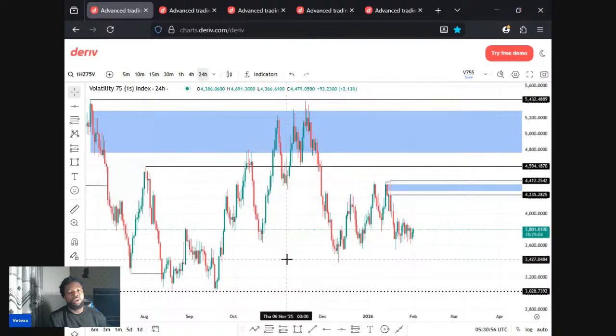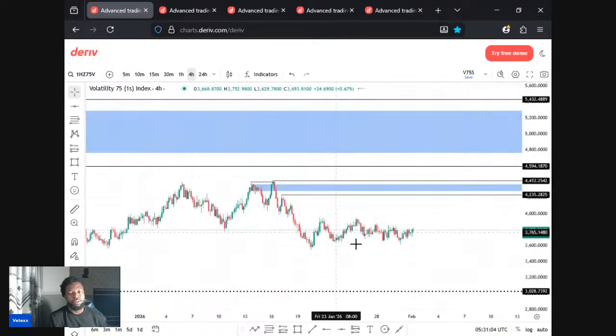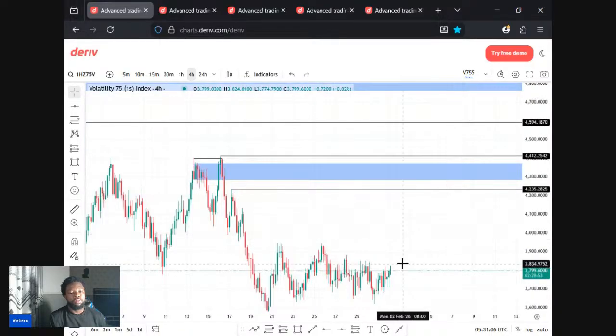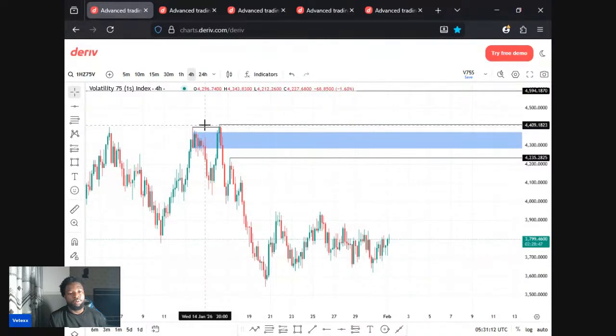Okay, so now that we have our direction on the 24-hour time frame, what do we do? We go to the 4-hour time frame, to spot a continuation move. So you can see on the 4-hour time frame, I've already marked this down yesterday for those of you that joined. Okay, so we have our first sweep of liquidity.